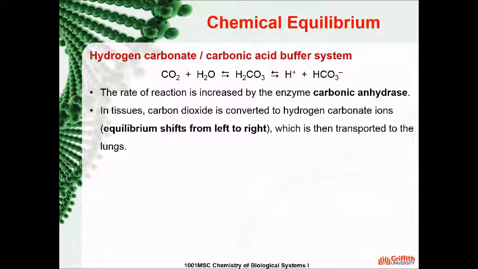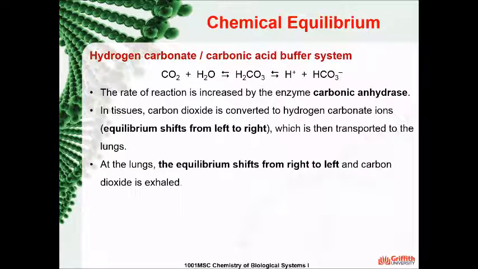In tissues, carbon dioxide is converted to hydrogen carbonate ions, and the equilibrium shifts from left to right. These ions are then transported via blood plasma to the lungs. At the lungs, the equilibrium shifts from right to left, and the carbon dioxide is exhaled.